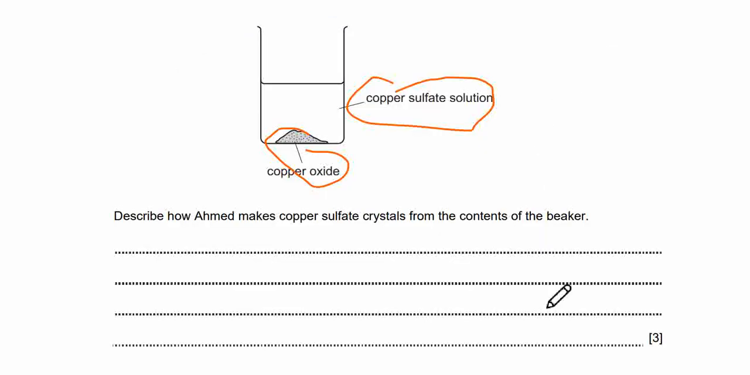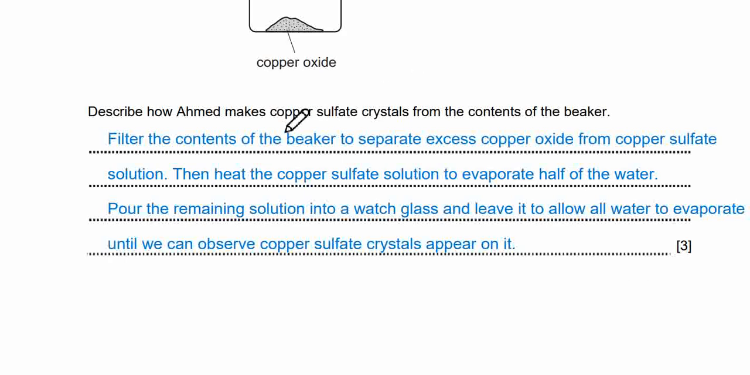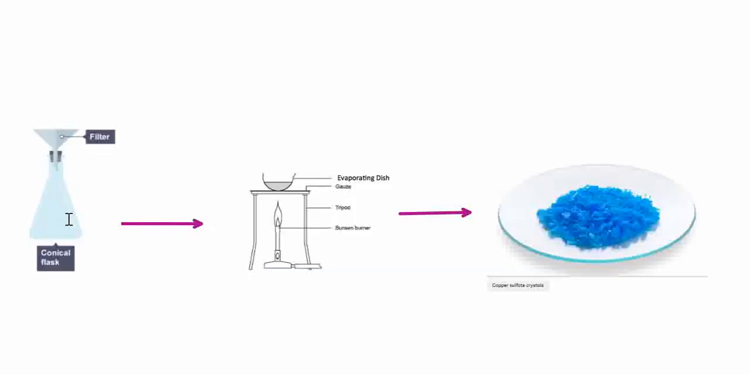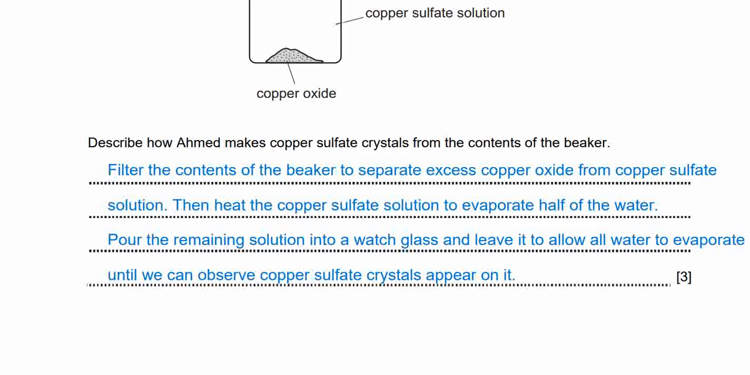So let us type down the steps. First we filter the contents of the beaker to separate excess copper oxide from copper sulfate solution. Then we heat the copper sulfate solution to evaporate half of the water. Now pour the remaining solution into a watch glass and leave it to allow all water to evaporate until we can observe copper sulfate crystals appear on it. So there will be a 3-step process. This is the answer.